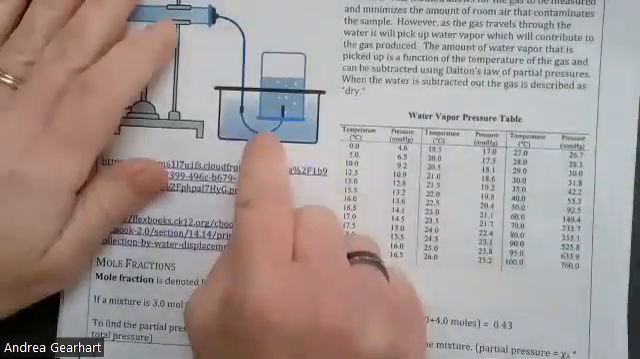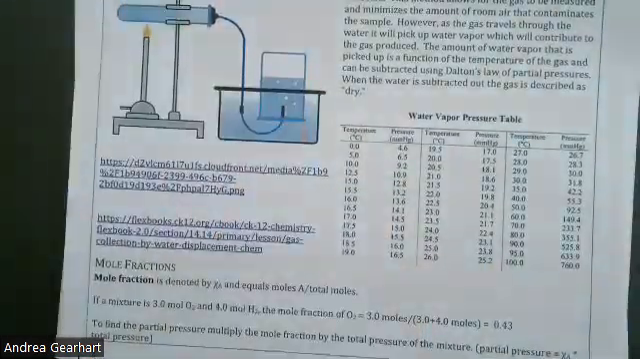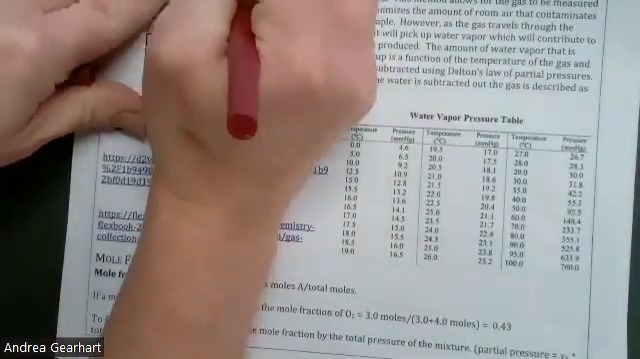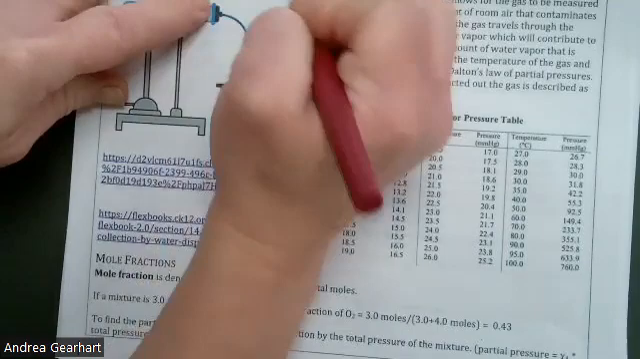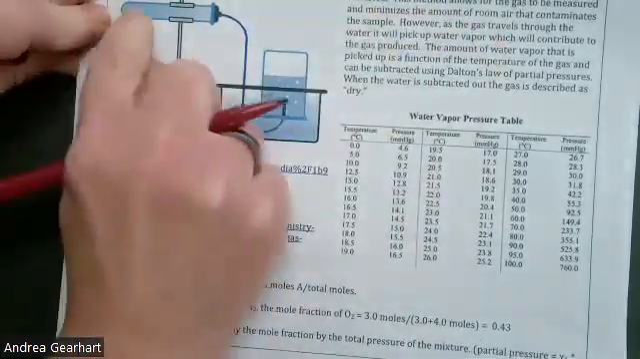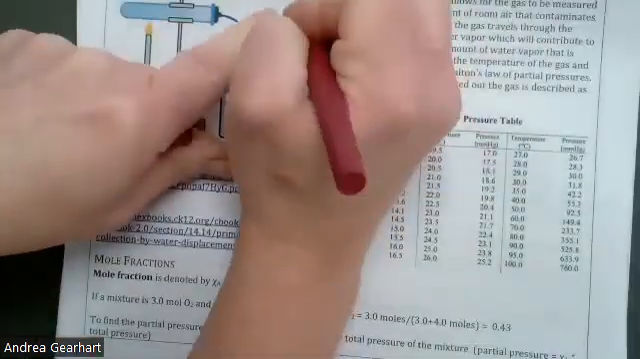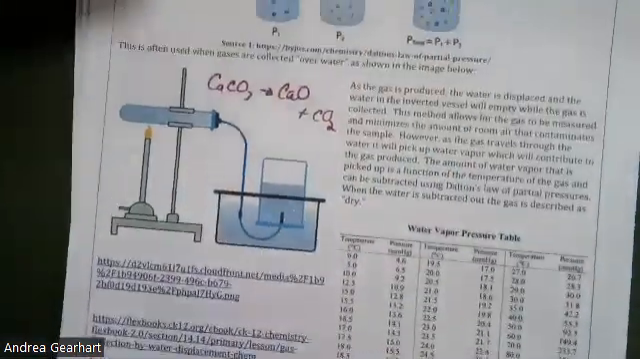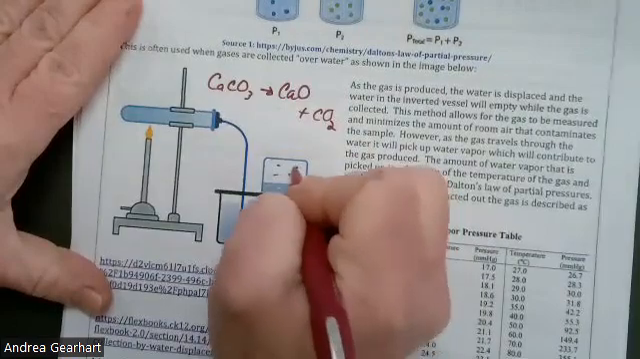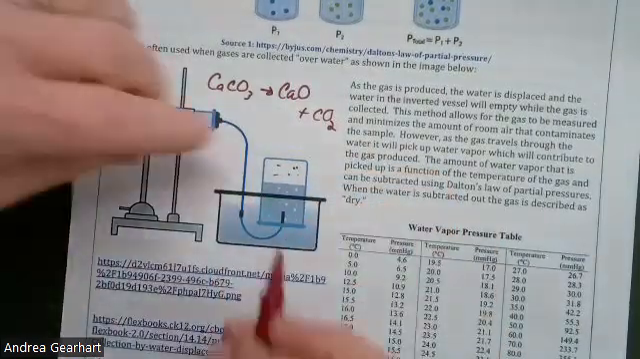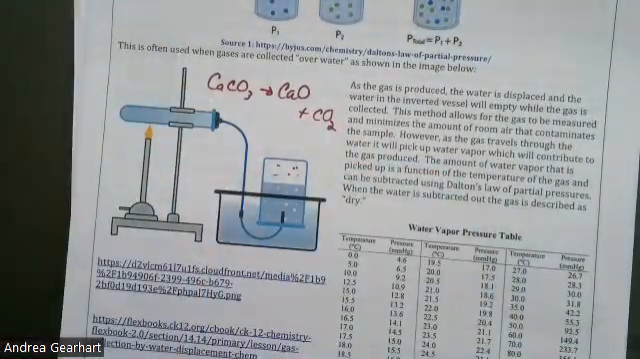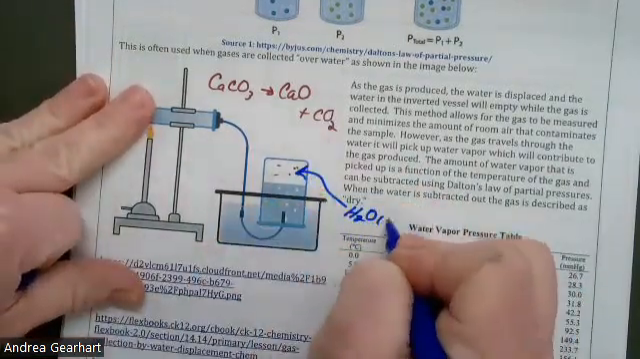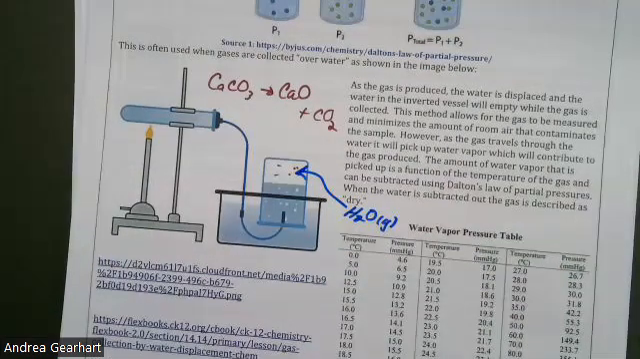So in here, you don't just have your gas. So maybe we are performing decomposition of calcium carbonate. We'll get calcium oxide left in this test tube, and then we'll produce, and we want to collect carbon dioxide. But it's not just carbon dioxide. We also have some water vapor in there.